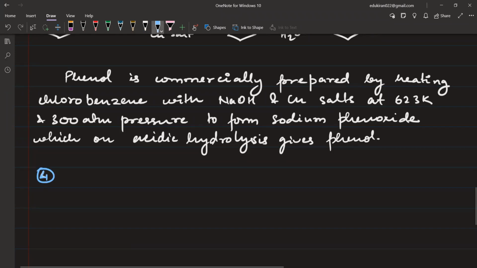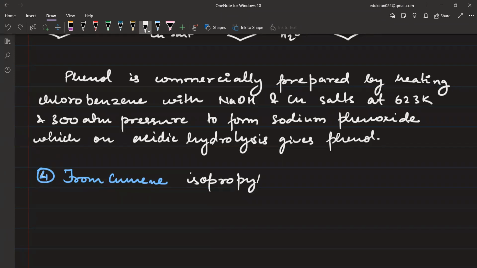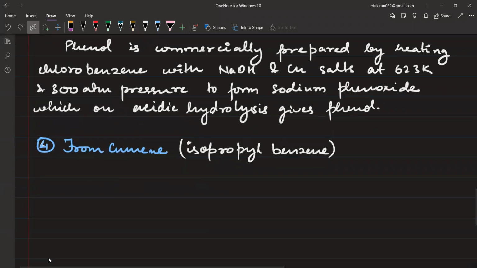Write the fourth one from cumene. Now cumene is nothing, it is just isopropyl benzene. So isopropyl benzene will have a benzene ring, and this benzene ring will have CH, CH3 here and CH3 here. So this group is known as isopropyl and we have a benzene ring.